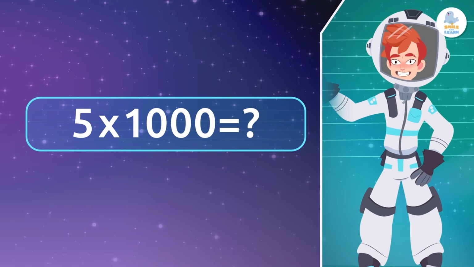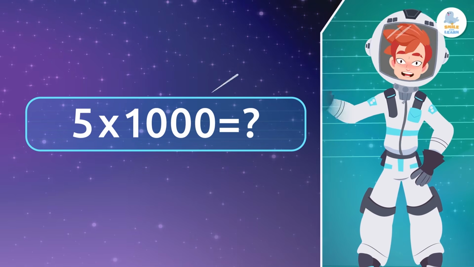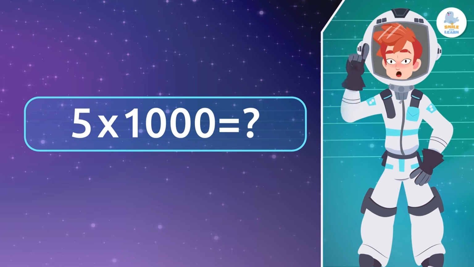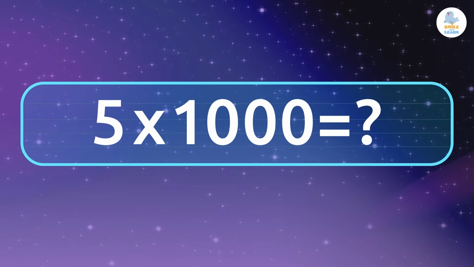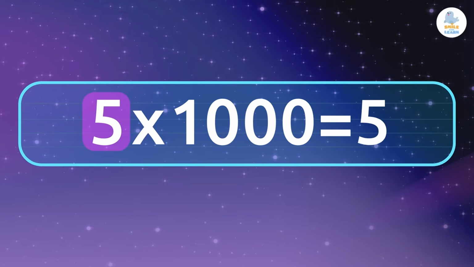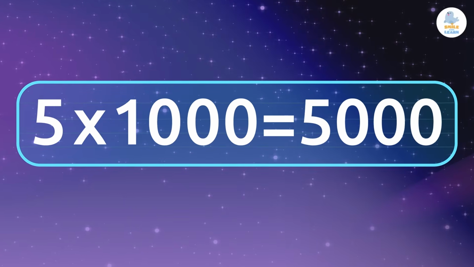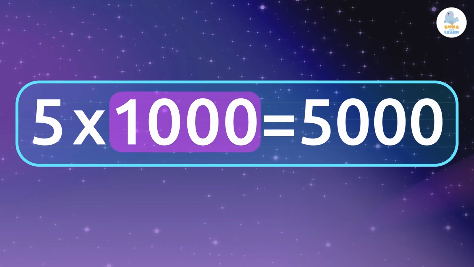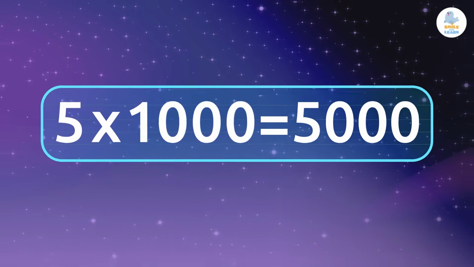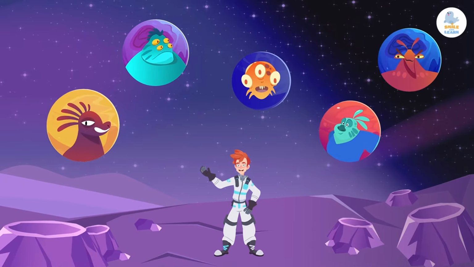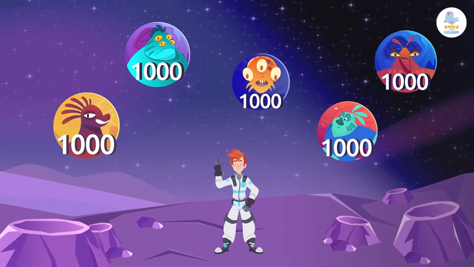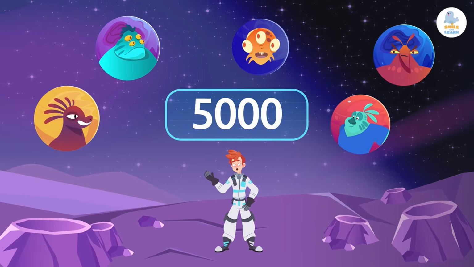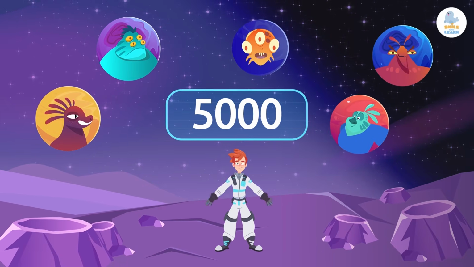As I said before, we can do traditional multiplication, but it would take us longer. Let's use our trick. We write the number 5 first and then add the 3 zeros from the number 1,000. So if we have 5 planets and 1,000 aliens live on each planet, there are 5,000 aliens in total.